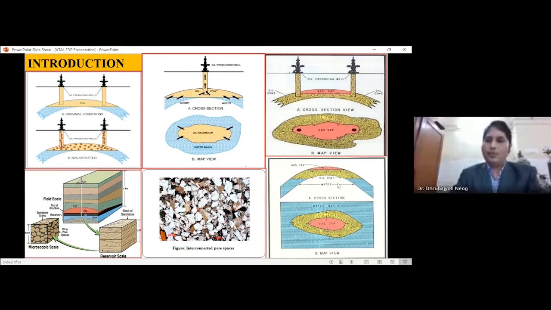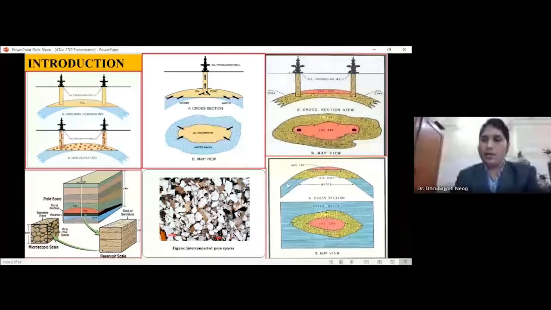Another common type of reservoir found worldwide is the combination type reservoir, which reflects an ideal reservoir. An ideal reservoir is one where you will see the presence of an oil bearing zone, a gas bearing zone, as well as a water bearing zone. So in a combination drive reservoir, you have a gas bearing zone, an oil bearing zone, as well as your water bearing rock.